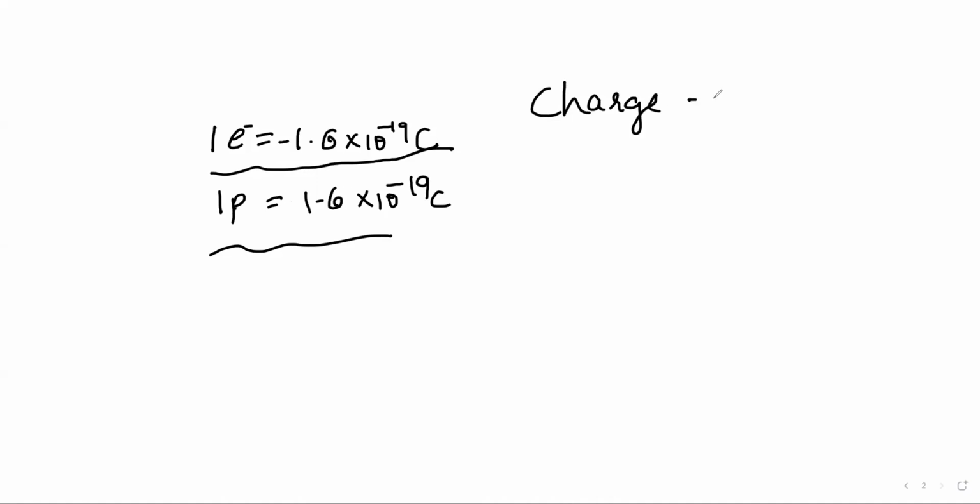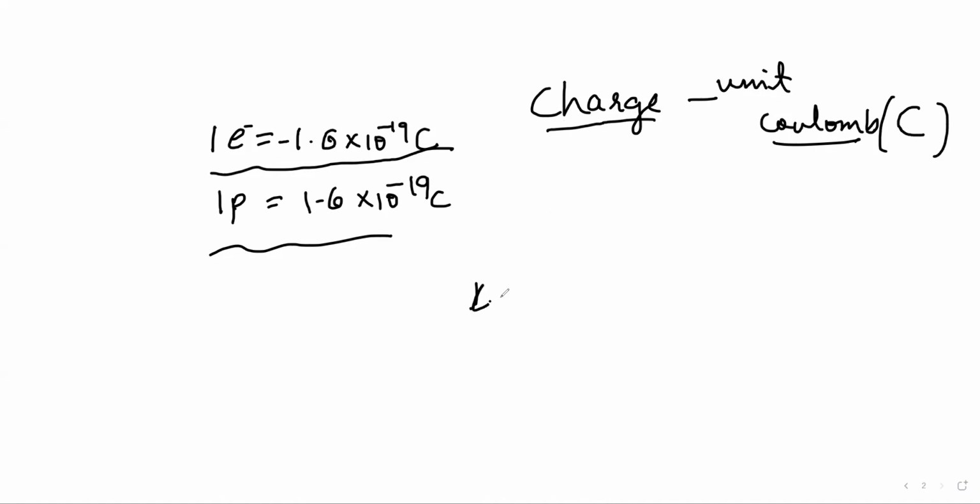So, the unit of charge is coulomb. Coulomb is denoted by capital C. Whenever we write capital C, it denotes a name of a scientist. Coulomb is the unit of charge. If I ask you what is the unit of length, meter. Unit of charge is coulomb, or column, whatever you pronounce, fine.